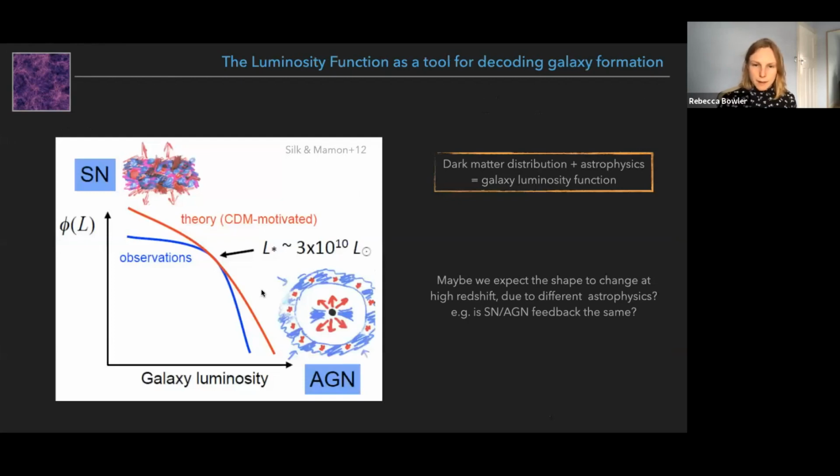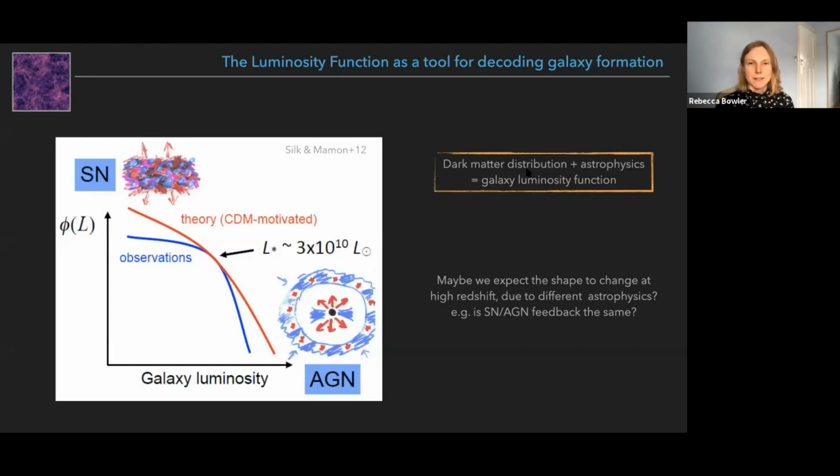So, as well as being a kind of essential first measurement you make of your sample, the luminosity function is also really interesting for decoding galaxy formation through cosmic time. And so I like to think of this as this very simple, not really even an equation, but really the luminosity function is the observed part of this equation. So we observe the galaxy luminosity function, but this essentially has to be related to how the dark matter is distributed in the universe.